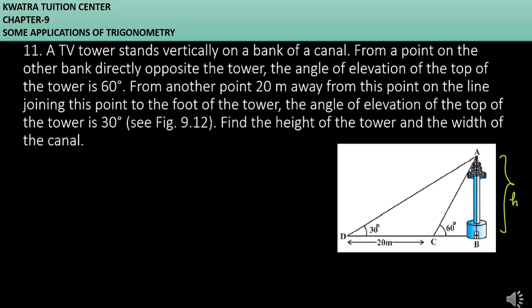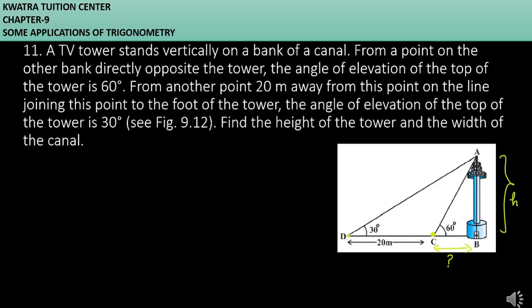Then there is a point given that the angle of elevation from the top of the tower is 60 degrees with respect to point C, and with respect to point D it is 30 degrees. And they are saying find the height of the tower and the width of the canal. This is what we have to find, CB. Find out CB and also find out AB.